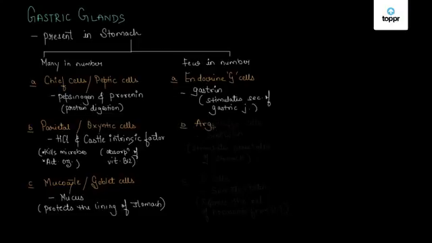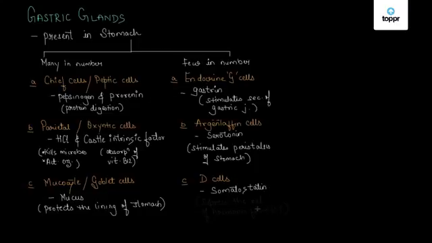Next are the argentaffin cells. The argentaffin cells secrete a substance called serotonin. So serotonin stimulates the peristalsis movement of the stomach, which means that it is the mechanical churning of food which occurs by the wave-like motion in the stomach's wall. The third type of cell, which are few in number, are the D cells. These D cells secrete somatostatin. Now this somatostatin suppresses the release of other hormones from the digestive tract.